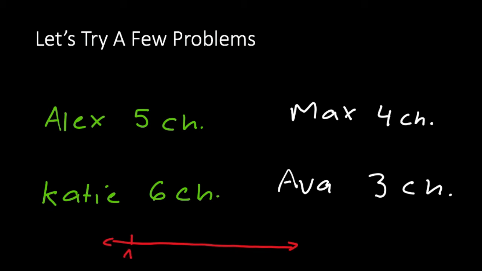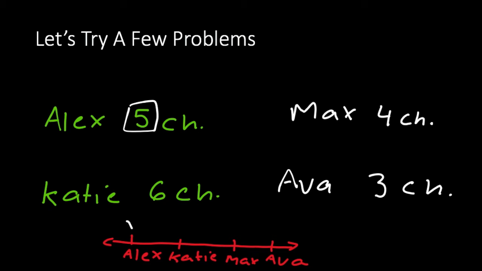So Alex, Katie, sorry about that, Katie, Max, and Ava. Now, what we're going to do here is draw X's for the number they represent as chocolates. So Alex has 5 chocolates. You can either put an X or you can put a circle. It doesn't really matter. I'm going to do X.